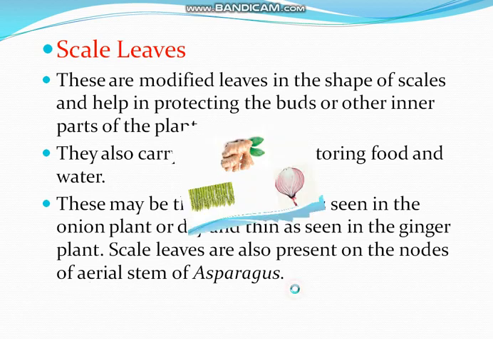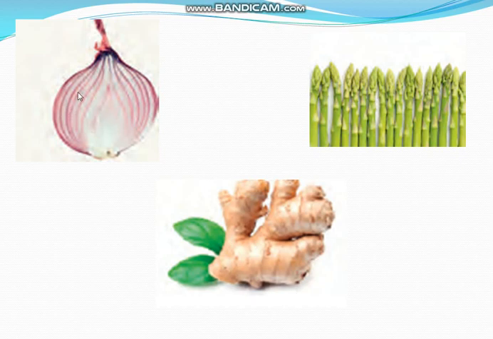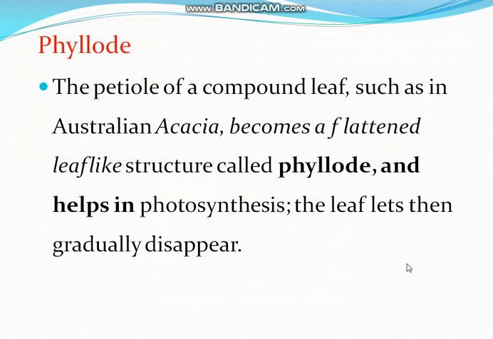Then you can see the examples. Here this is the onion. Here we can see the scale leaves, and asparagus. This is asparagus. And the ginger also, we can see scale leaves. These three are the examples of scale leaves.